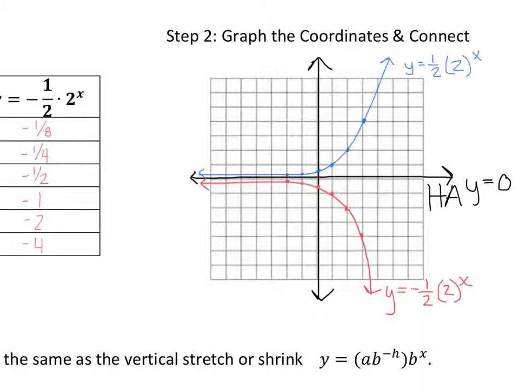An asymptote. Asymptote. I don't know. So they're both getting really, really close to 0, but never touching it. Any questions there? So this was a shrink. It got a little flatter than usual.